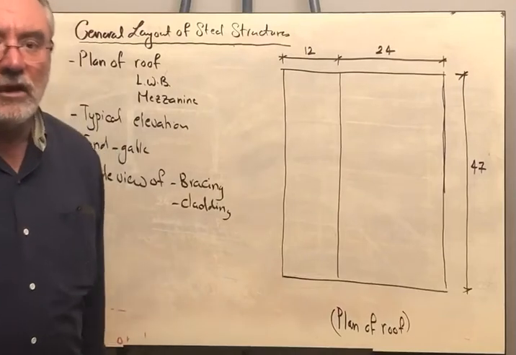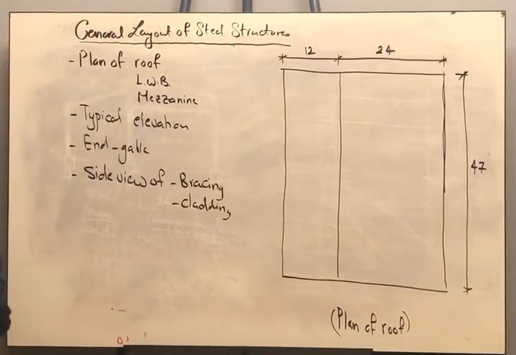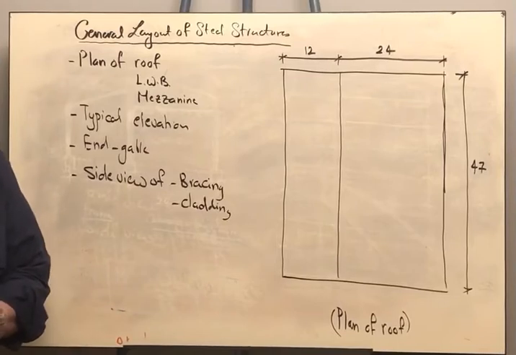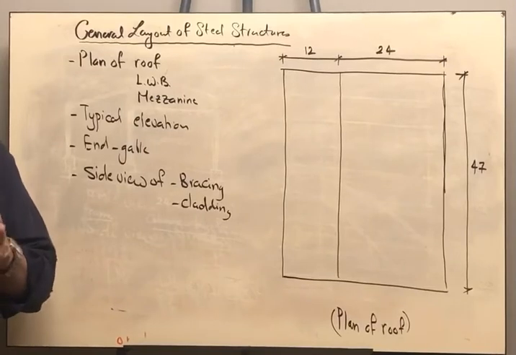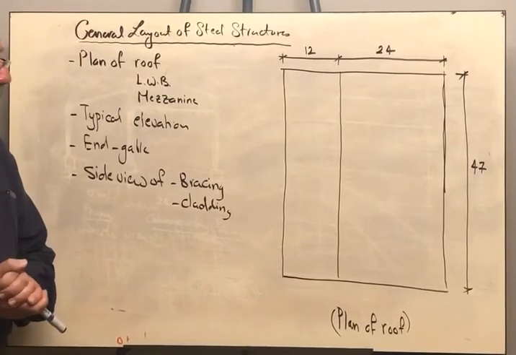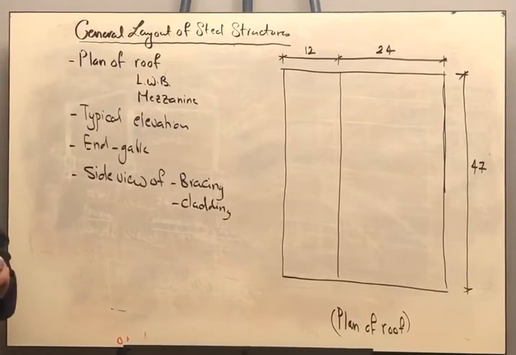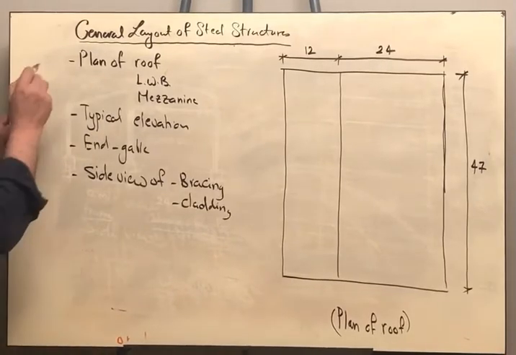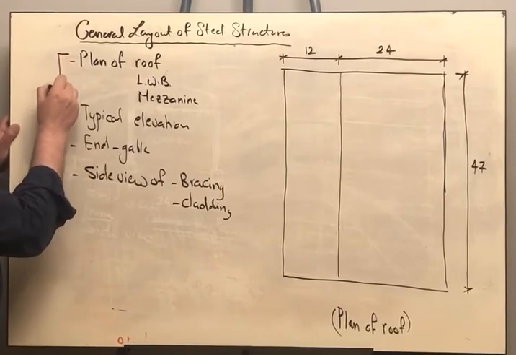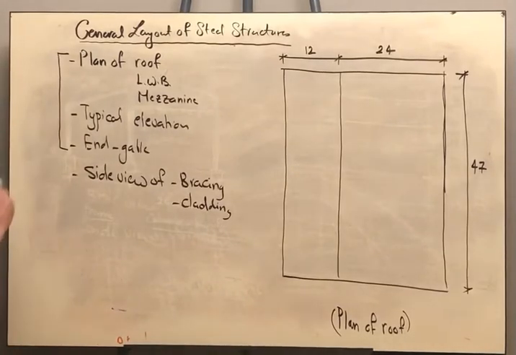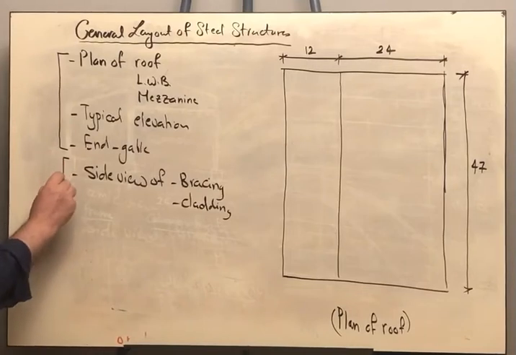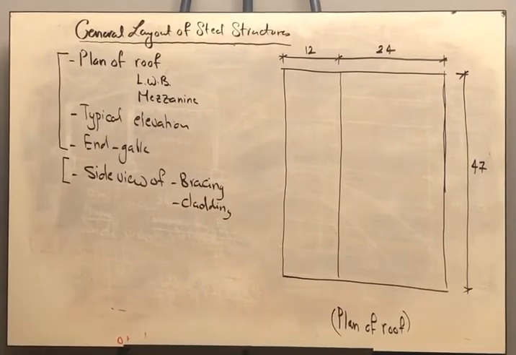Okay, good evening, everybody. I prefer to give you the lecture of general steel structure again to show you how I draw the plan, the typical elevation, the end gables, and the side view. Now, in this lecture, I will give you two lectures. In this lecture, I will be explaining the plan of the roof and the mezzanine floor, the typical lower wind bracing, and the typical elevation and the end gable. And there will be another lecture where I will explain the side view of the bracing and the cladding.